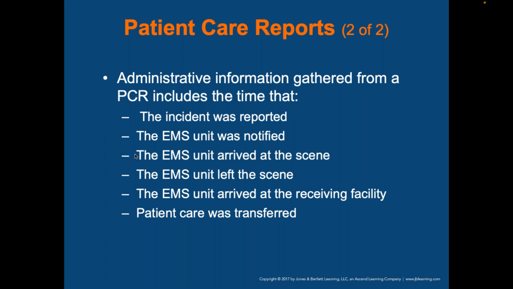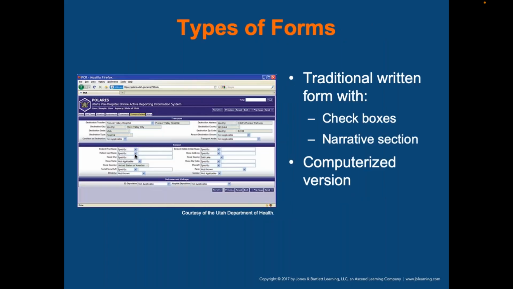Administrative information gathered from a PCR includes the time that the incident was reported, the time it was notified, on scene, transporting, at the hospital, and then patient care transfer. Those are more of your administrative times. Like I said, there are different types of forms. Most of what you're seeing now is going to be all drop boxes with a couple of fill-in-the-blanks, and then your narrative at the end.